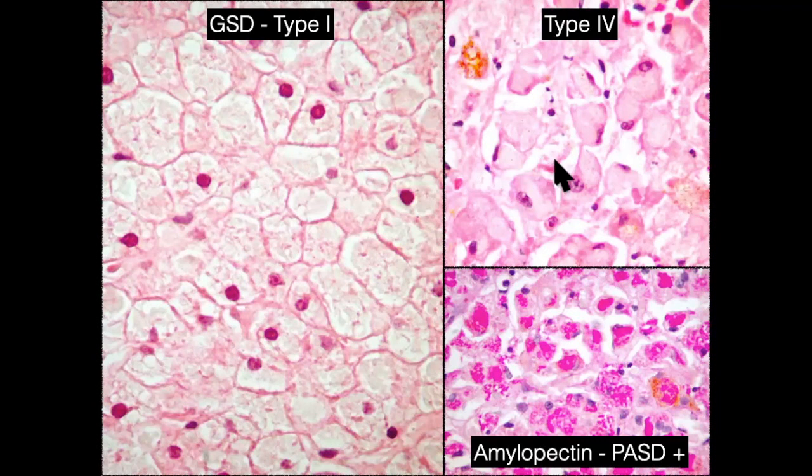Whereas in type 4, the sinusoids are preserved, but the inclusions will be seen in the cytoplasm pushing the nucleus. It is because of deposition of amylopectin that is positive in PAS diastase stain. So this is also known as type 4 glycogen storage disease, also known as amylopectinosis. Okay, so please remember here the sinusoids are preserved.